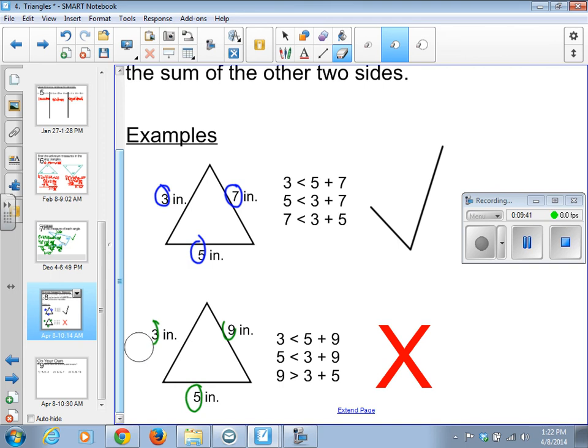That one checks out. But now for our problem. We've got 9 over here. 9 is not less than 3 plus 5. 9 is not less than 8. 9 is greater than 8. Therefore, we cannot have a triangle with these dimensions. That is the theorem.